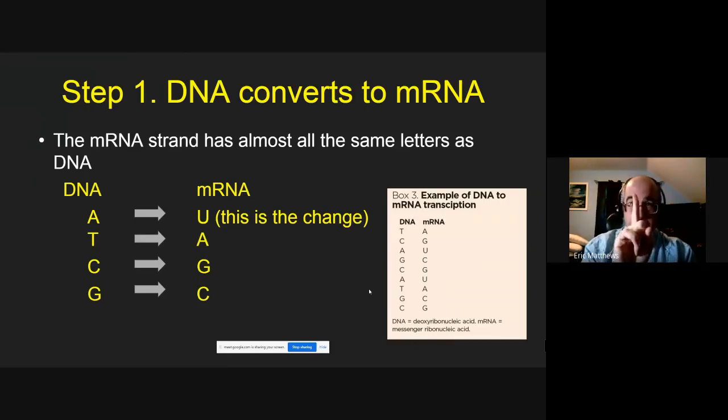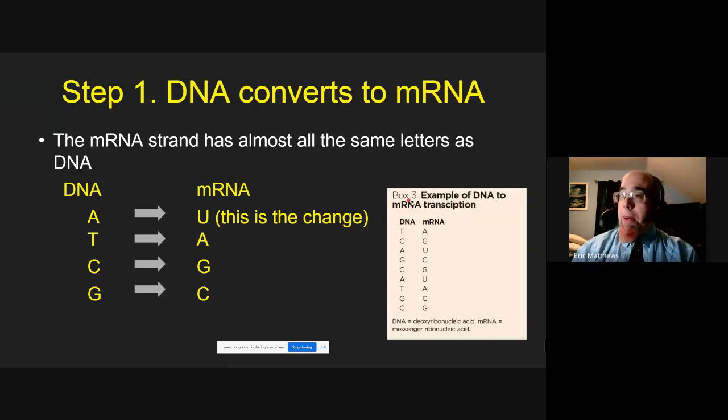Step one, first we have to turn our DNA into our RNA. Now, for the most part, it's real easy because T still turns into A, C still turns into G, G still turns into C. The only difference is that messenger RNA, for whatever reason, does not have thymine. Instead, it has a different base called uracil. So where there should be a T, there will be a U instead. That's the only real change.